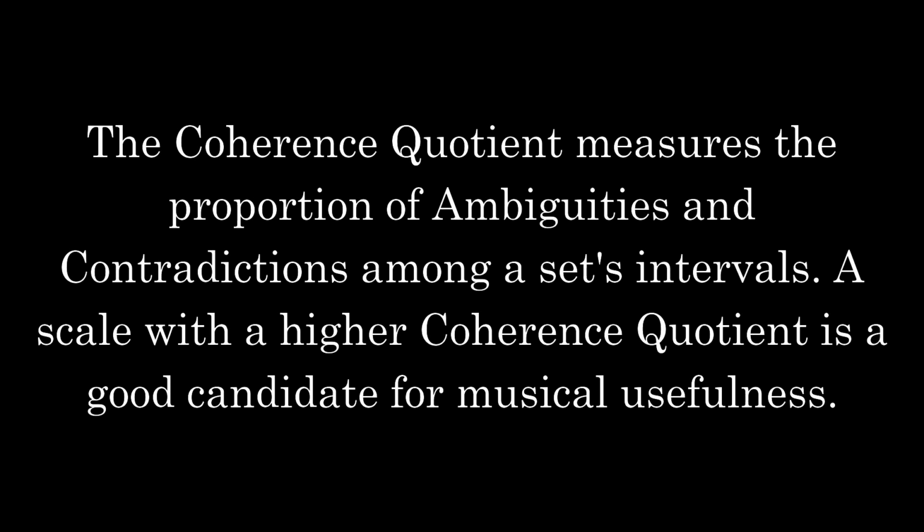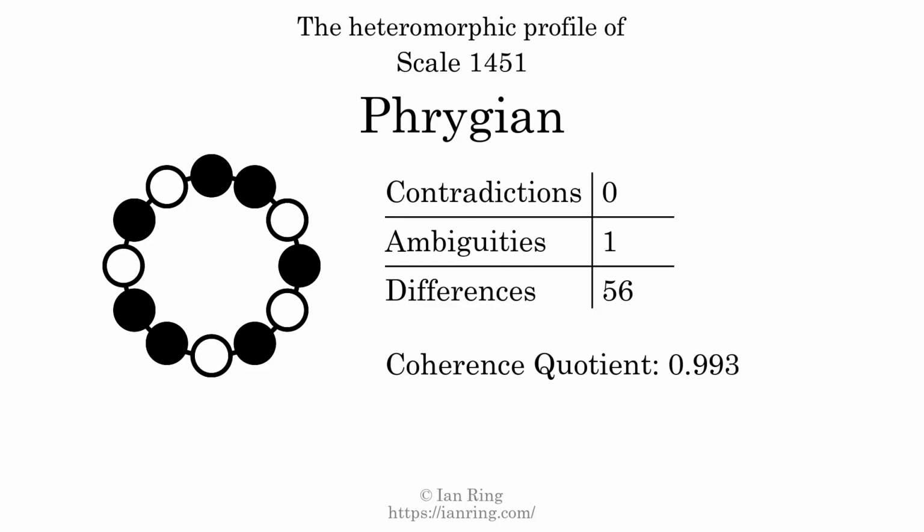The coherence quotient measures the proportion of ambiguities and contradictions among a set's intervals. A scale with a higher coherence quotient is a good candidate for musical usefulness. The coherence quotient is 0.993.